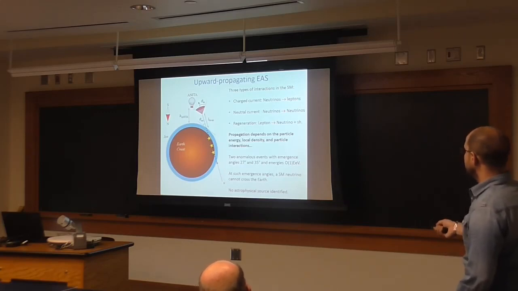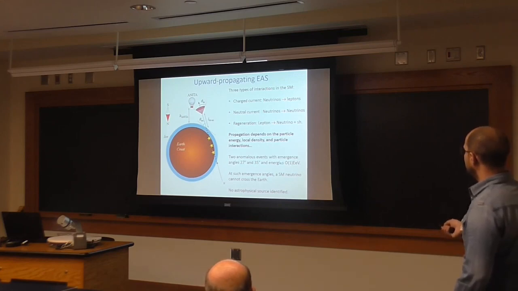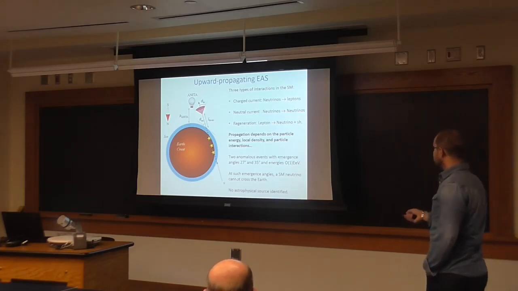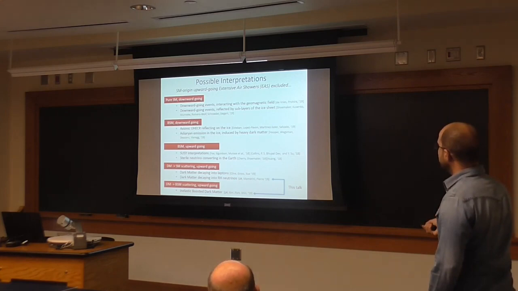And these events were detected at 27 and 35 degrees of emergence angle, so this theta emergence here, at energies of order 1 exaelectron volt. And as I said, at such emergence angle, a standard model neutrino cannot cross the Earth. It's very, very improbable. So there was a large literature on the topic.